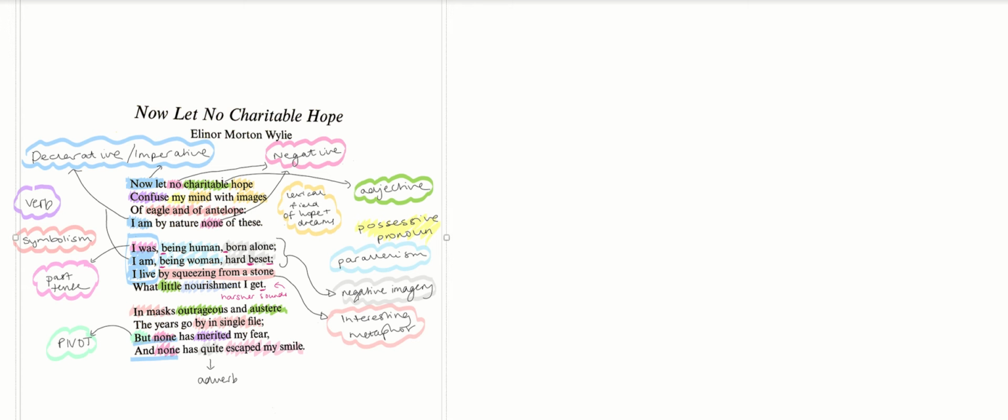Seemingly the poem begins almost in the middle of a conversation, and to some extent it puts the reader off guard. Now let no charitable hope confuse my mind with images. And that imperative here, now let no charitable hope, immediately gives the reader a sense that our speaker seems to be quite demanding, perhaps directly commanding or demanding the reader.